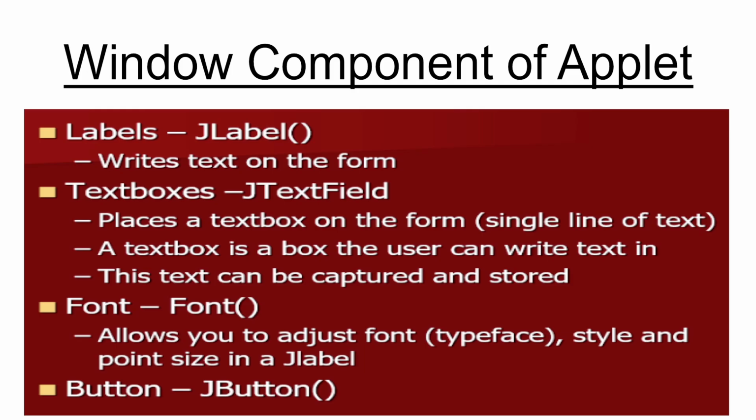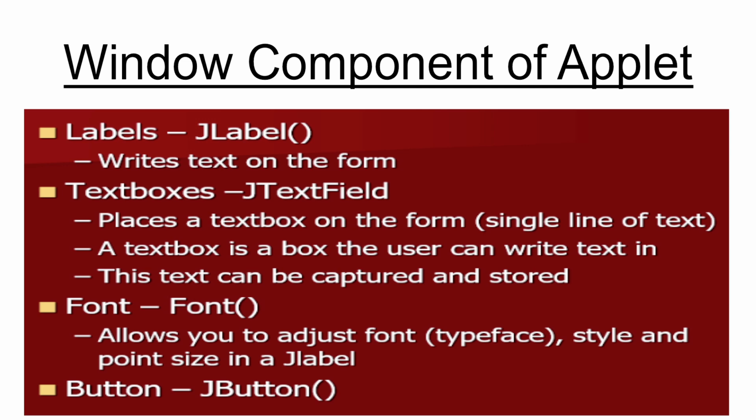Now see another window component, which is named JLabel. Previously we know label, button, text field, text area are the window components, and at the same time JLabel, JButton, JTextField, JTextArea. So these are also window components, but these are part of Java Swing.